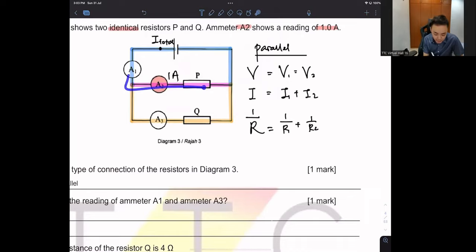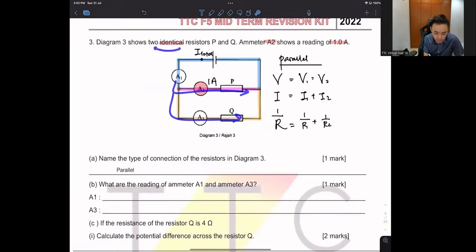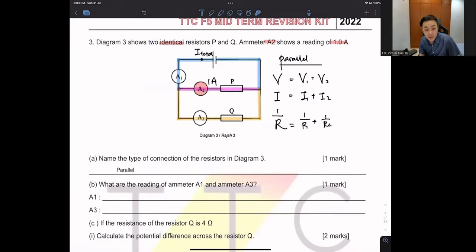Well, separated. And then the thing is what? You know what means identical, right? Means what? Exactly, same. Now, same means what? Resistance, same. Then things are easy, right? Literally, if they are same, then you can say the current will be same. Everything will be same anyway. All right? Now, since they say this one ampere, right? So if they are identical, how much here? Exactly, A3 also 1 ampere.